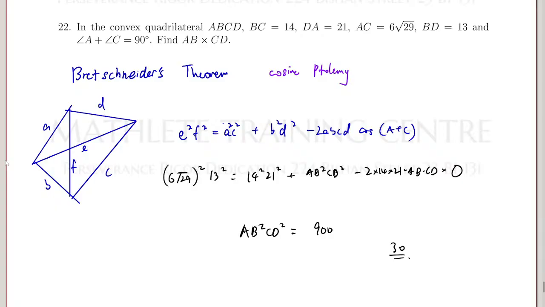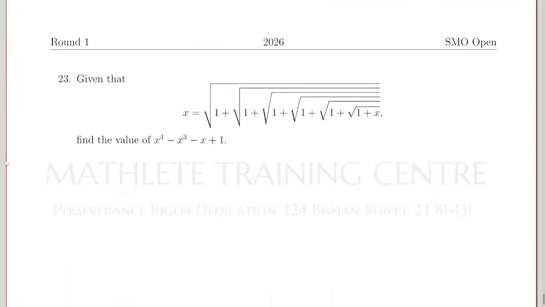Okay, next one, question 23. This is again a very common question in the SMO. The idea is that x is simply the square root of 1 plus x. Now, there is a particular worksheet we have done this before, I cannot remember which class it was. Yeah, but we've done this before.